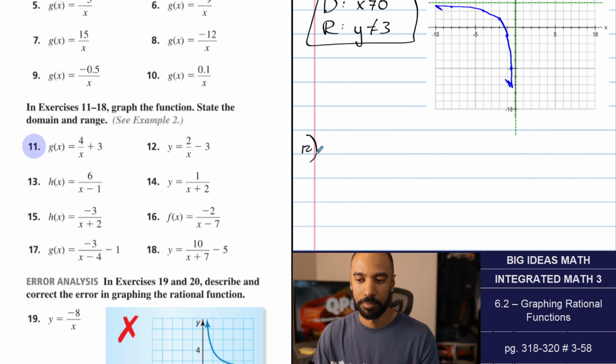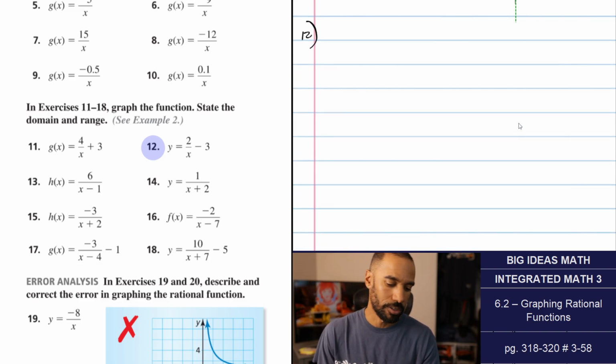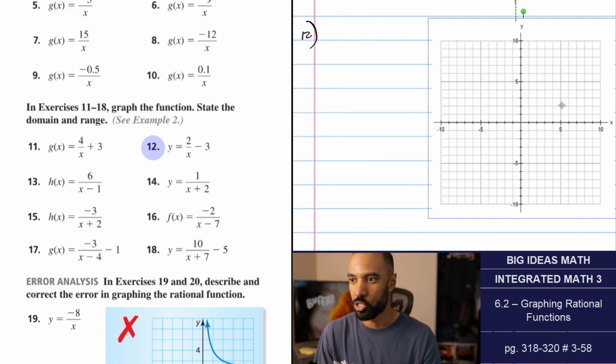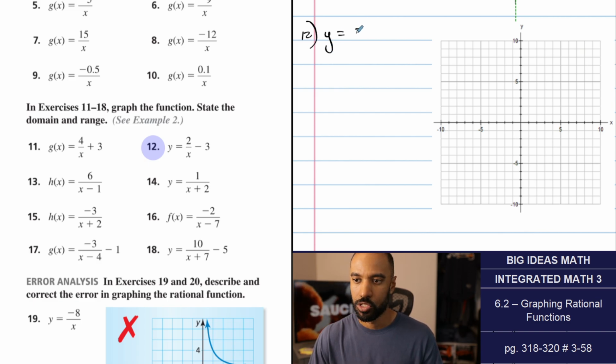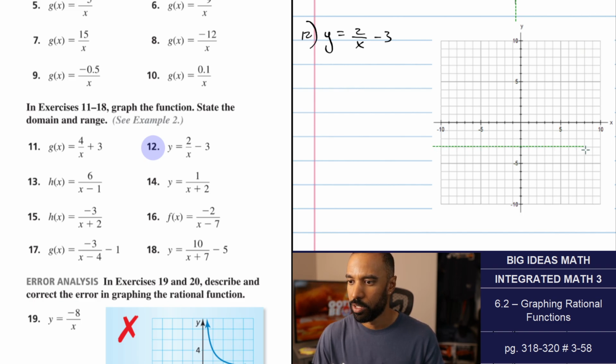All right, number 12 is y equals 2 over x minus 3. Same thing as last time. There's only a vertical shift, only vertical translation. Just one change there. And it is 3 units downward this time. So 2 over x minus 3. We got ourselves a horizontal asymptote down here now. Vertical asymptote unchanged, x equals 0.